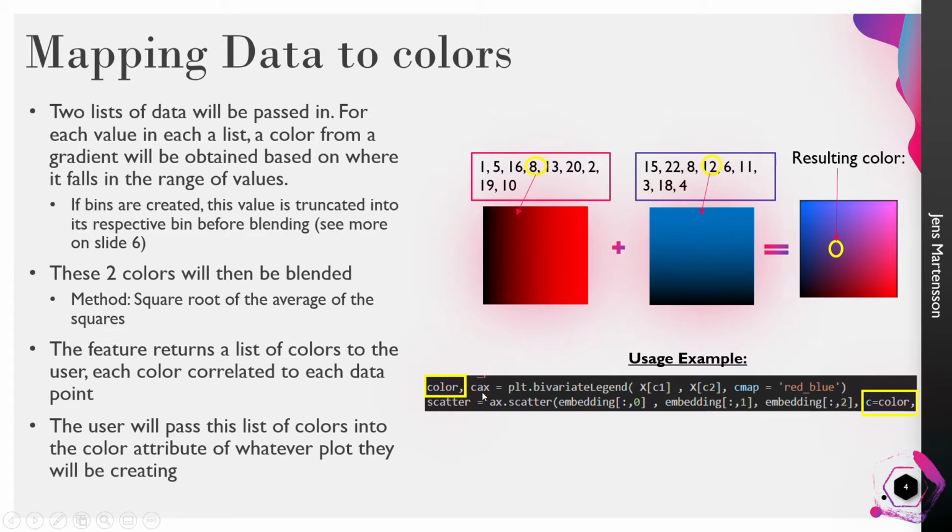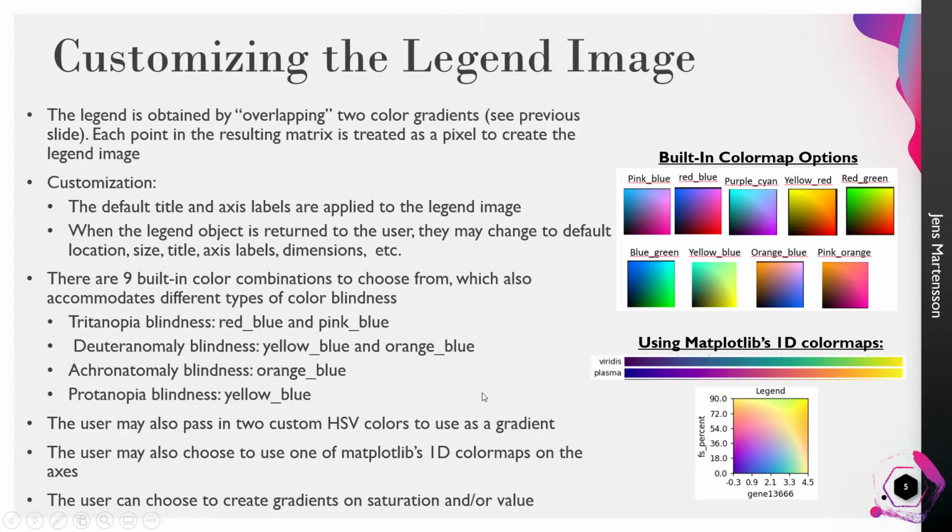The legend image would also be returned in order to be able to customize the legend image, which is created by overlapping 2 color gradients like we saw before. My feature comes with 9 built-in color maps, as you can see here, which I created on my own. The user can customize almost every aspect about the legend, and we also accommodate for different types of color blindnesses in our built-in color options.